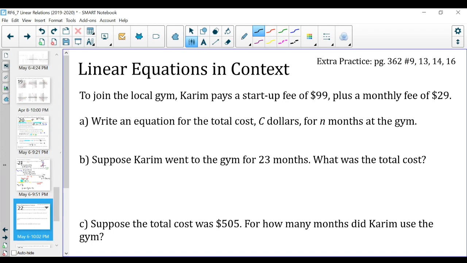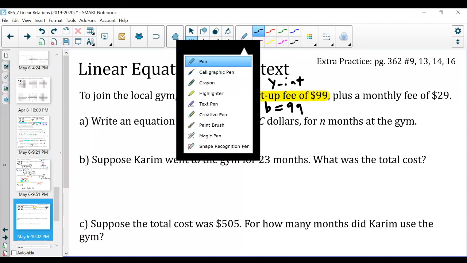So these are two key pieces of information. Your startup fee is your fixed cost. Now we talked about that fixed cost back in RF 1, 2, and 8, and we also discussed it a little bit in RF 3, 4, and 5. And that startup fee is essentially your y-intercept. So you can go ahead and say that that's your y-intercept. So your y-intercept b is equal to 99.